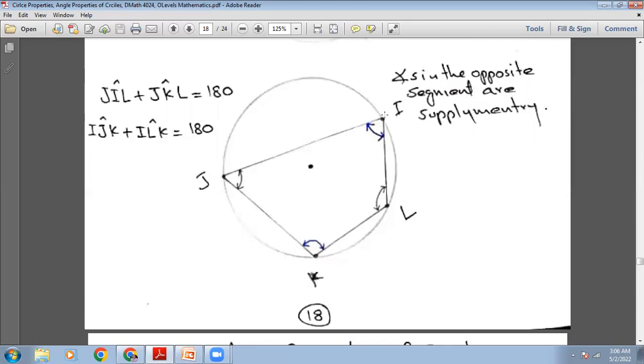Here we have another example. Here we have a cyclic quadrilateral, JILK. It's a quadrilateral, its four vertices are on the circumference of the circle. So the vertices which are diagonally opposite to each other, for example, I and K, the sum of their angles will be 180. J and L, their sum will be 180. So you can say cyclic quadrilateral, or the actual name is angles in the opposite segment are supplementary.